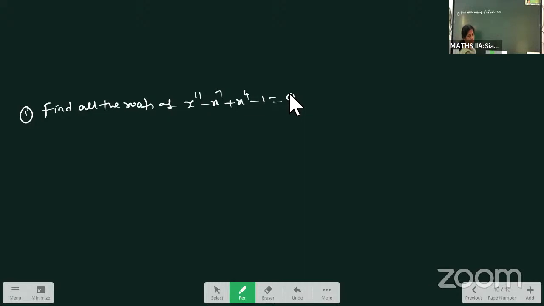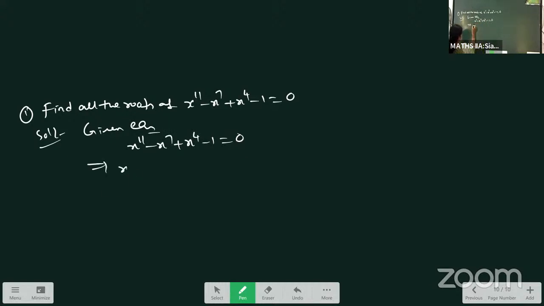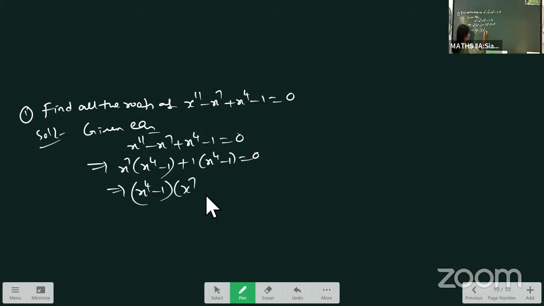But there is a procedure by applying De Moivre's theorem. It is easy to get it. Solution goes like this. Given equation: x power 11 minus x power 7 plus x power 4 minus 1 equals 0. Take x power 7 common: x power 4 minus 1. From the next two terms, take 1 common: x power 4 minus 1. So again, x power 4 minus 1 common, left out x power 7 plus 1 equals 0.